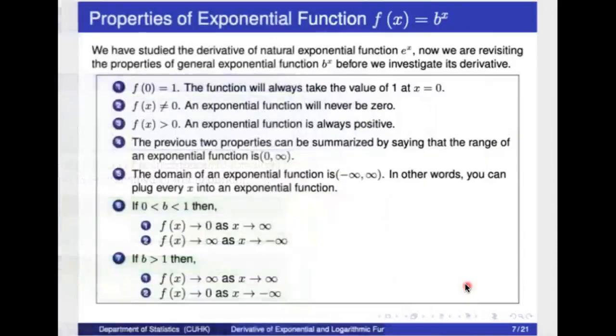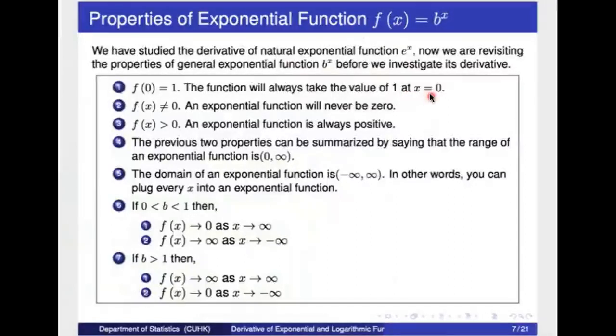Next, let's look at some properties of the exponential function f(x) equals b to the power of x. We have studied the derivative of the natural exponential function e to the power of x. Now we are revisiting the properties of the general exponential function b to the power of x before we investigate its derivative. Here are some properties of the exponential function f(x) equals b to the power of x. f(0) equals 1, meaning the function will always take the value of 1 at x equals 0.